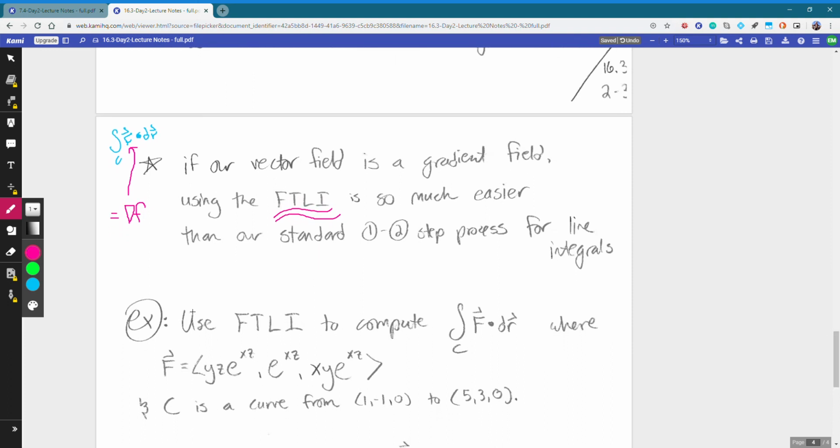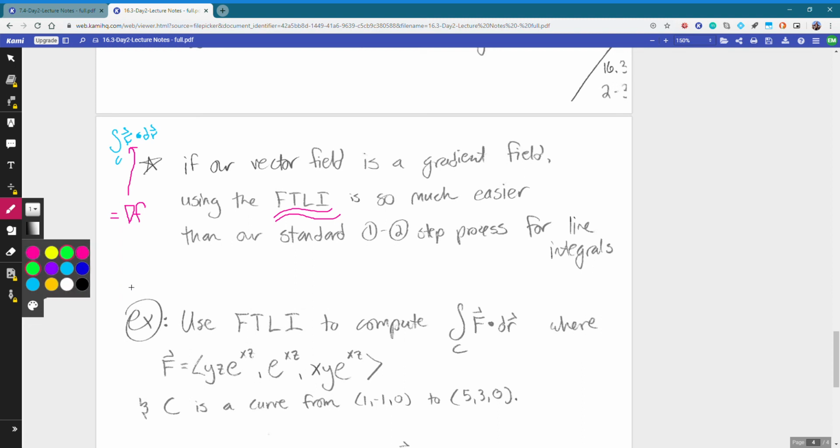So here, let's use the fundamental theorem for line integrals to compute the line integral for a vector field, where our vector field is this one right here. So 3 components, so we're a vector field on 3 space. And the curve we're using isn't really specified. We just have some curve starting from this point and going to this point over here.